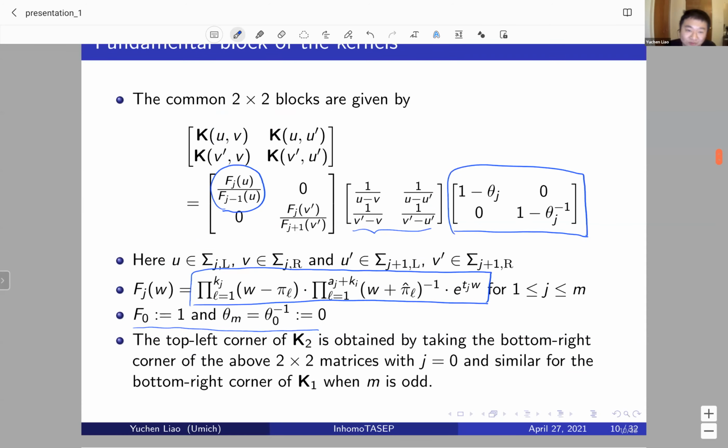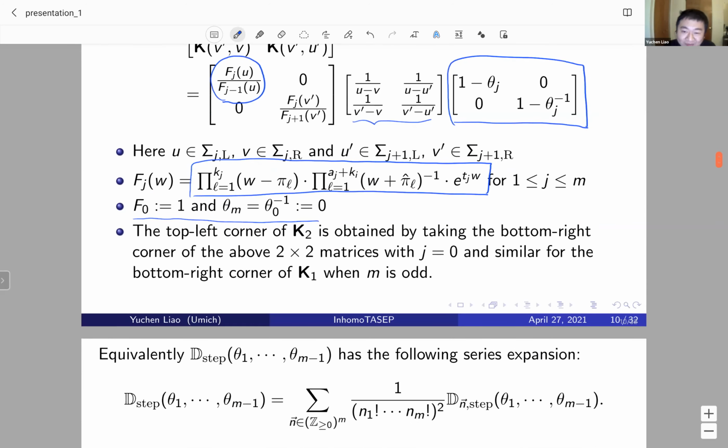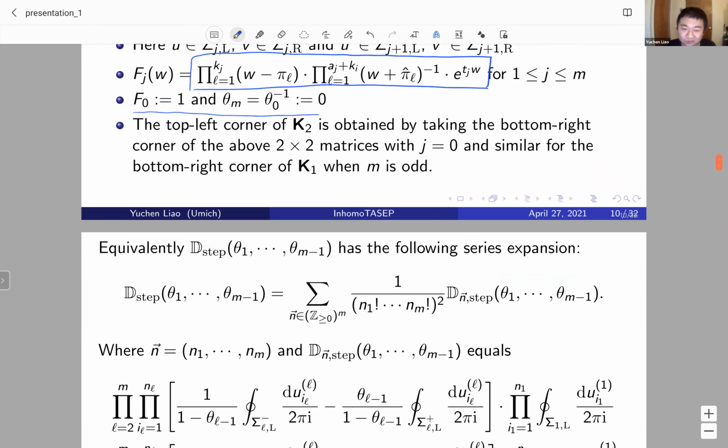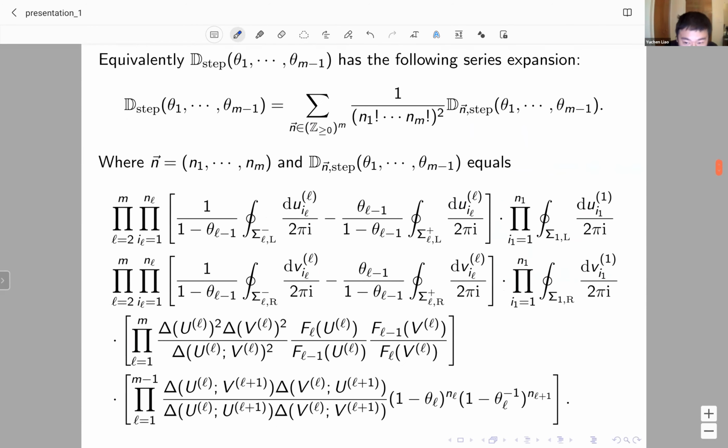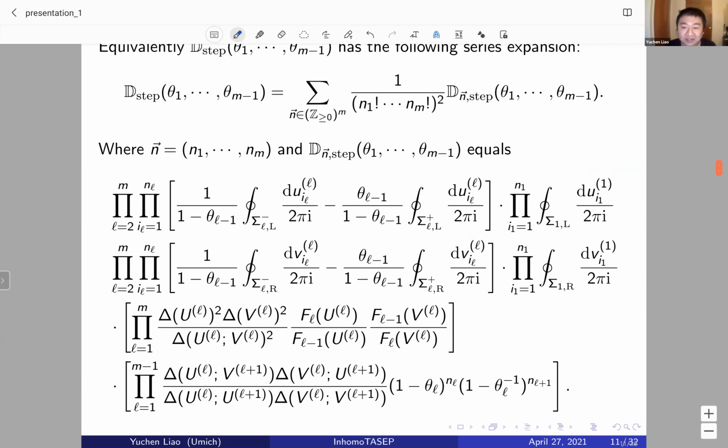So of course it's already very complicated, but to me it's simpler, though to most people I think this is a more complicated formula. But at least it fits into one page.